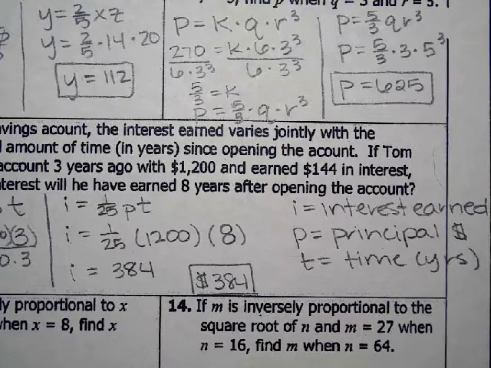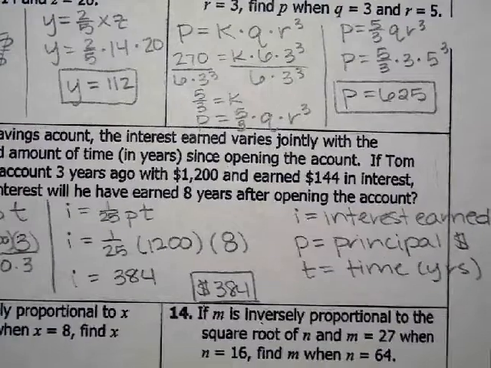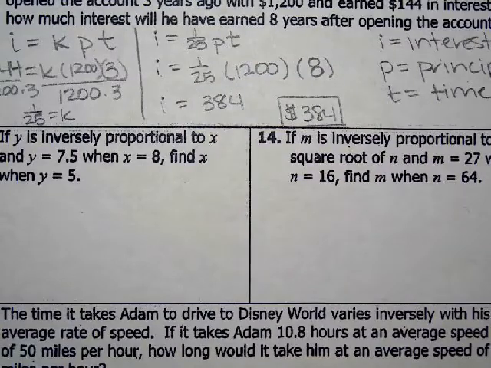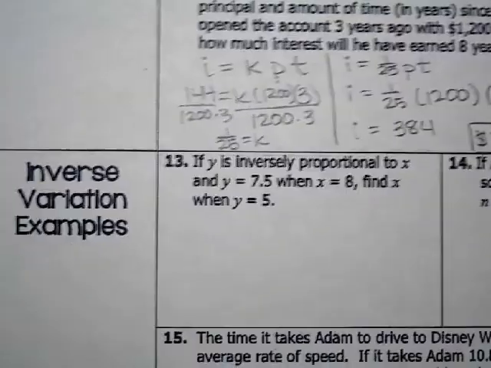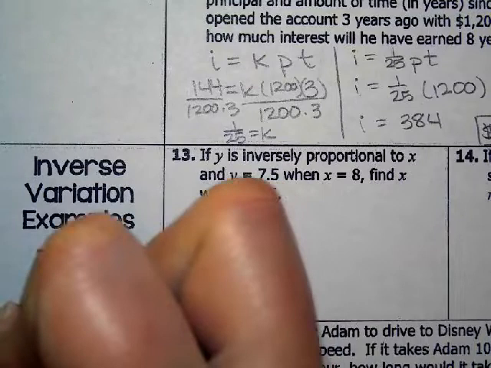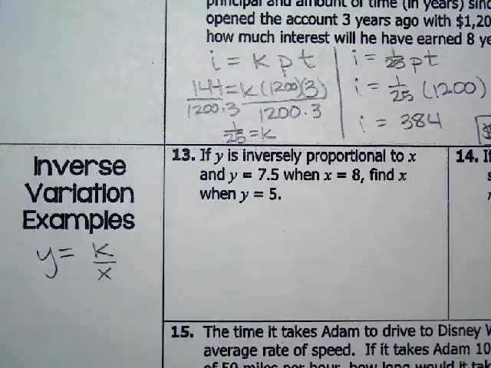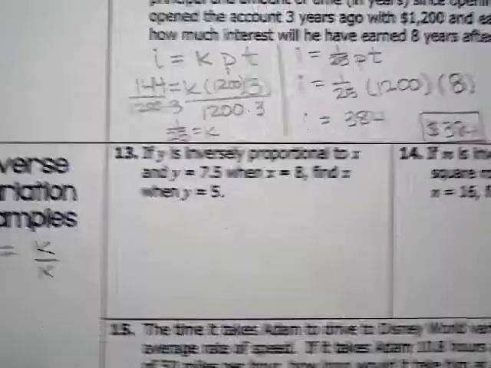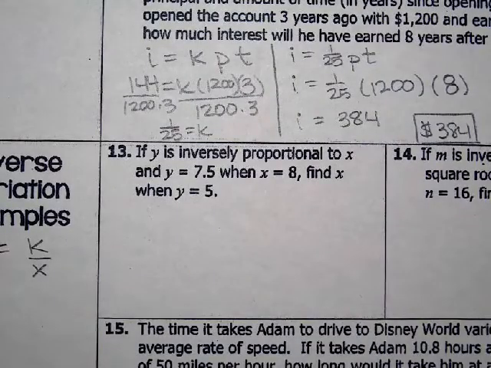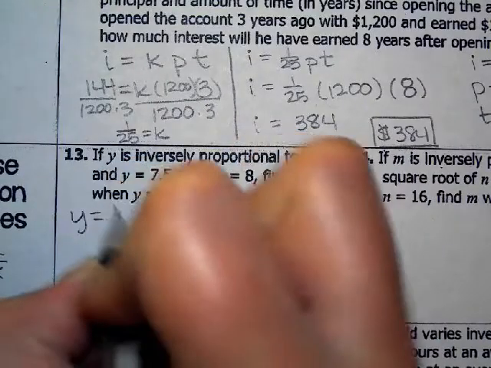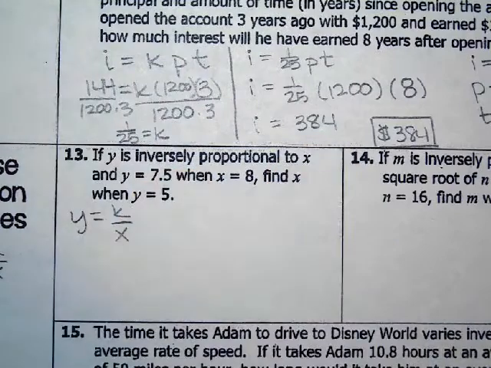All right. Let's go ahead and try the next set of problems. So these are inverse variation problems. Just a reminder, inverse variation is y equals k over x. So we'll go ahead and read the problems. Y is inversely proportional to x. Okay, so y equals k over x. If y equals 7.5 when x equals 8.